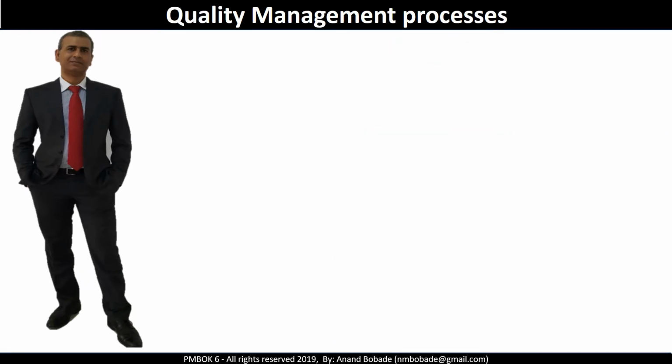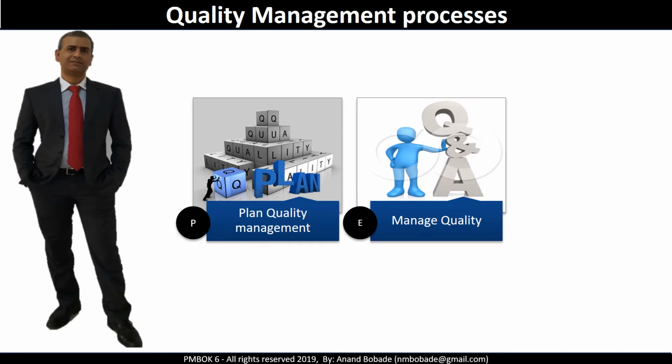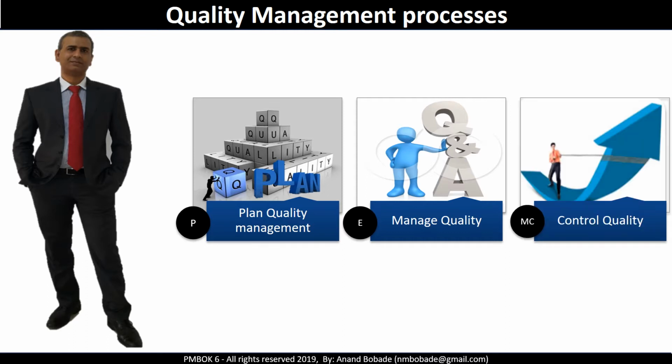Let's quickly look at all the quality management processes. First one is plan quality management, which is part of the planning process group. This is about creating a quality management plan. Next is manage quality, which is under the executing process group, which we learned in a previous session. And finally, we have control quality under the monitoring and controlling process group. This process is about executing quality activities like testing and inspection. You will learn about this process in the current session.